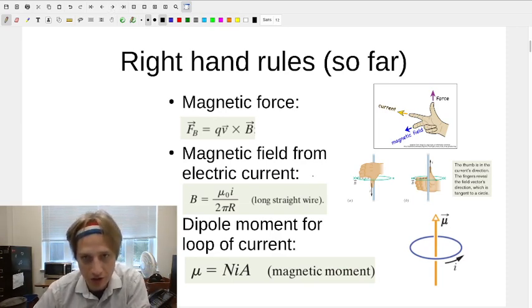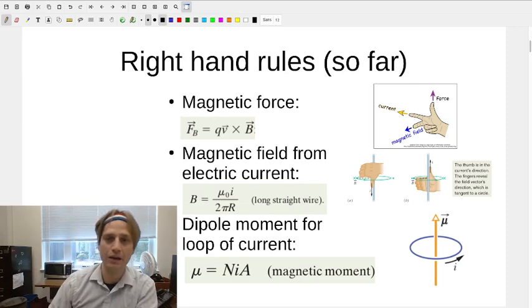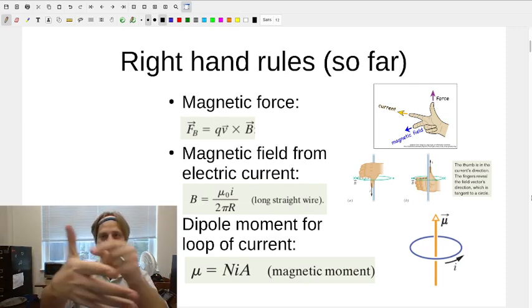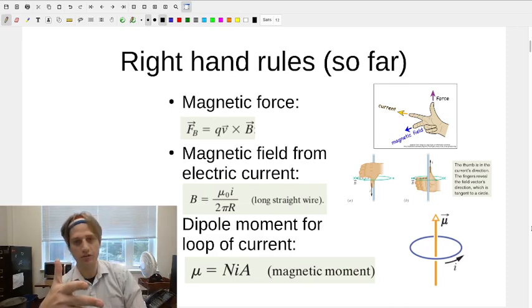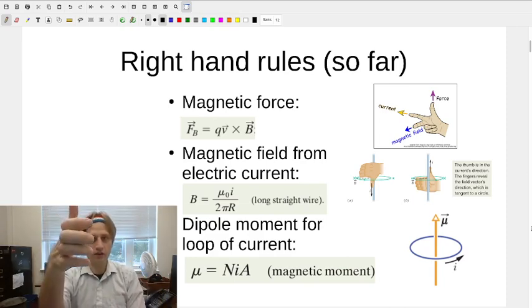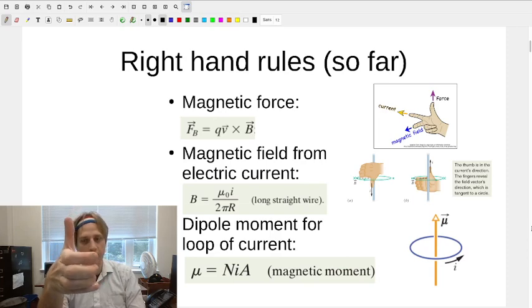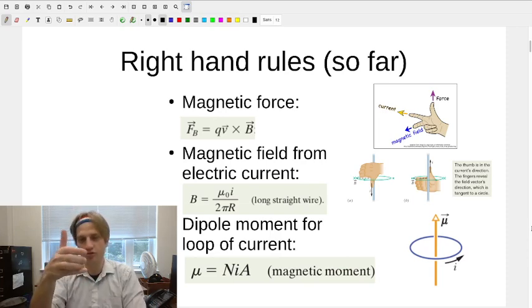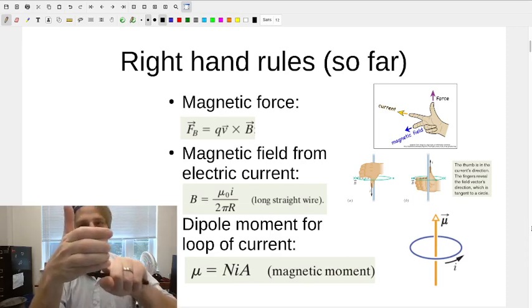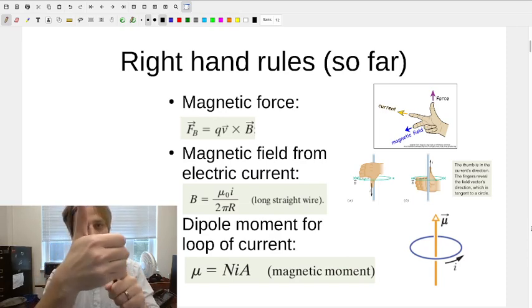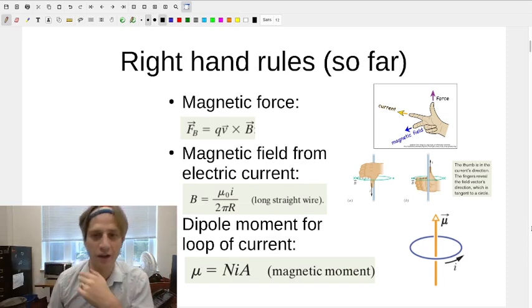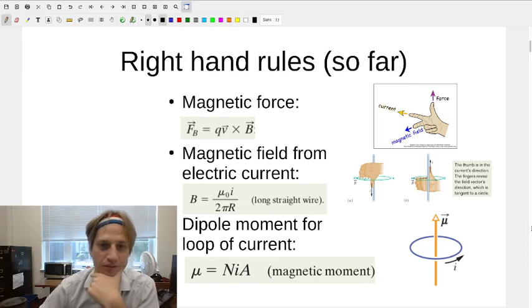We also learned that currents are the cause of magnetic fields, and we learned about the example of a long straight wire. In that case, your thumb is pointing in the direction of your current, and then your fingers are supposed to be at a right angle to your thumb, pointing in the direction of the field that's looping around the current.